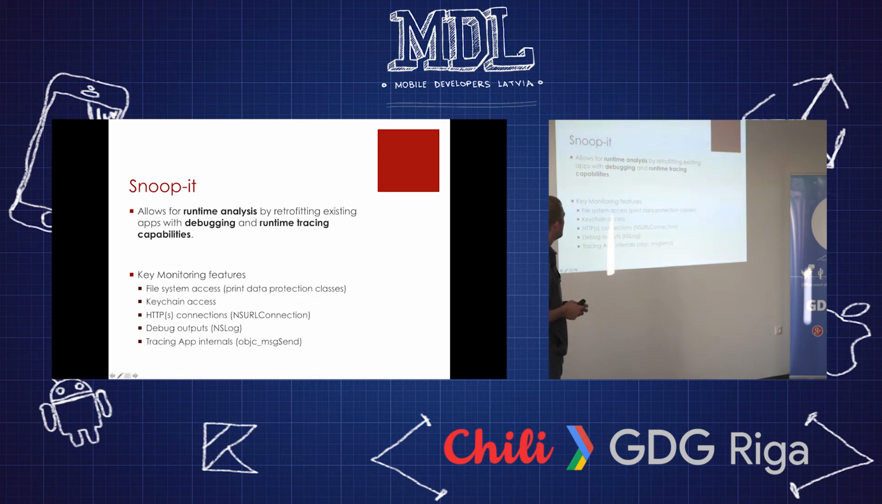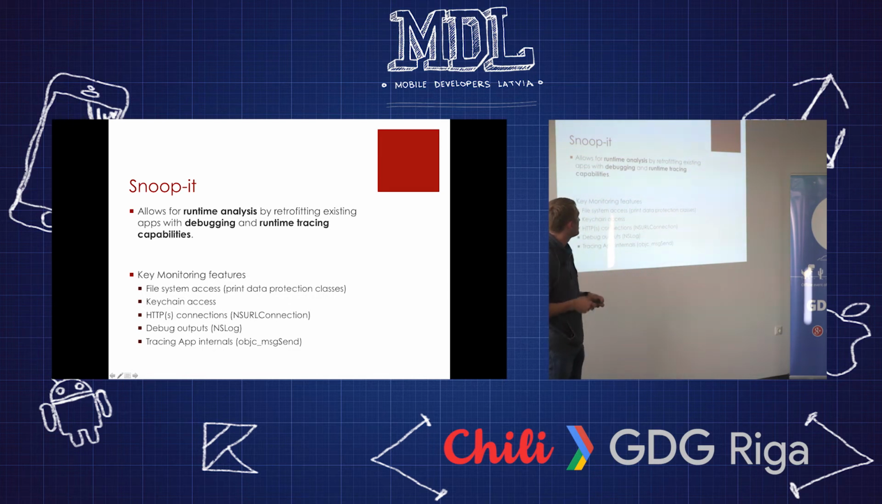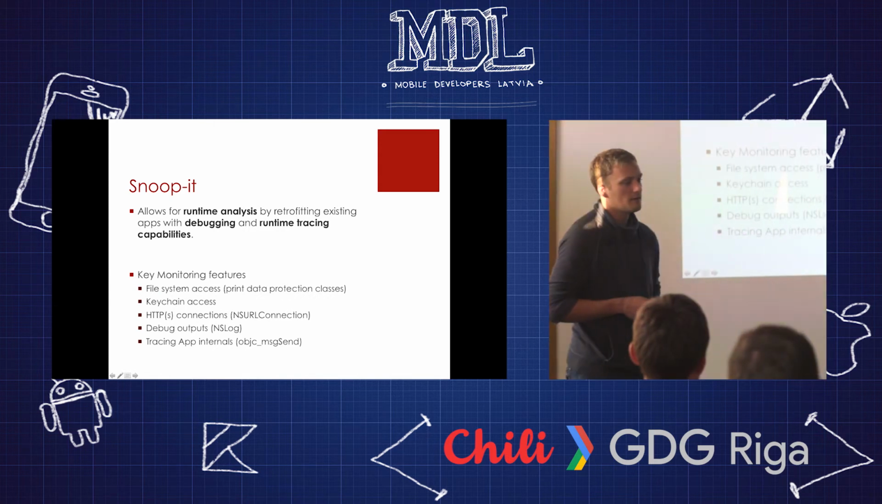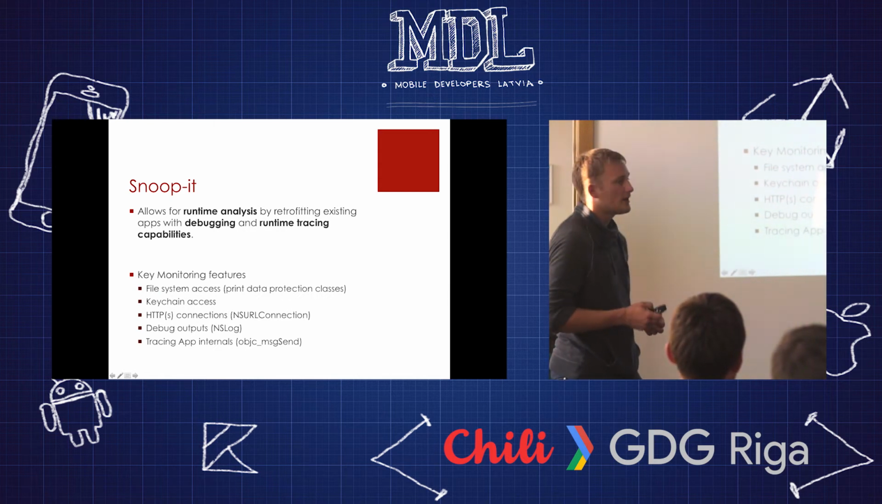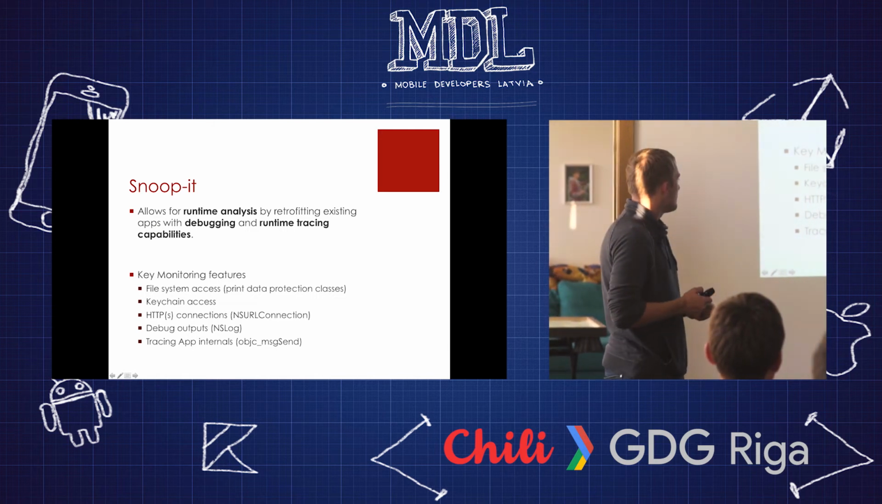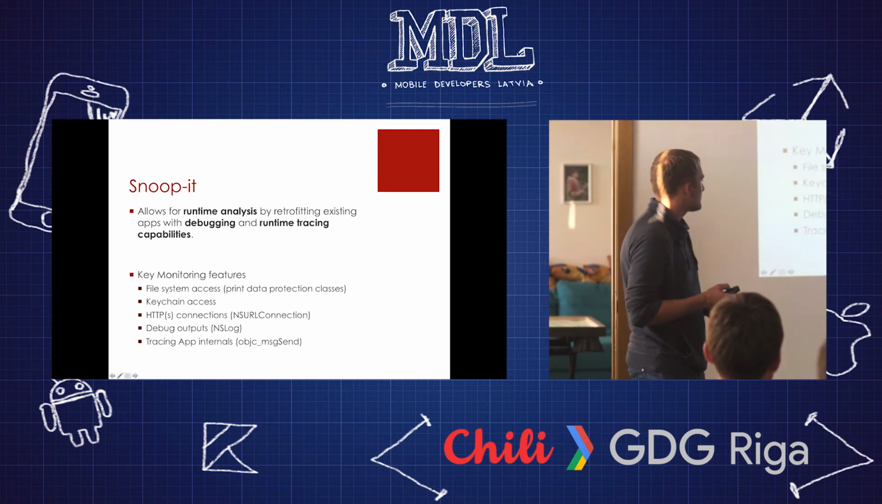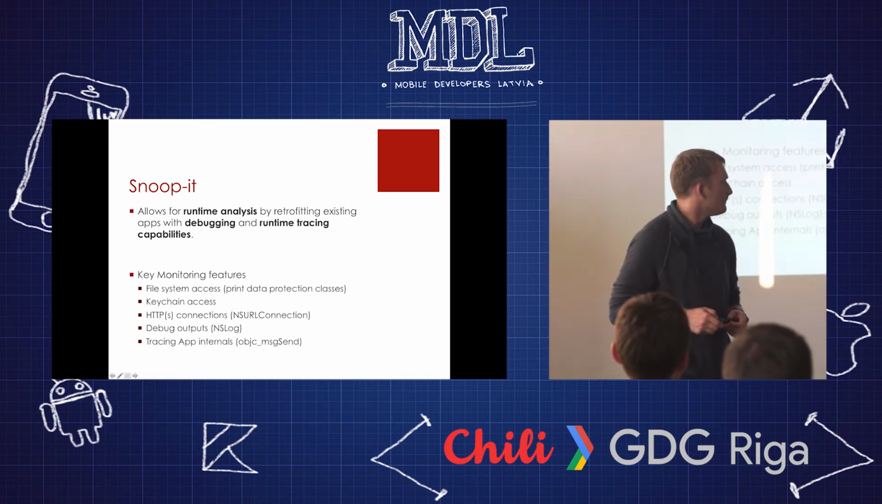So it allows you to do runtime analysis by retrofitting existing apps with debugging and runtime tracking capabilities. Key monitoring features for this tool are file system access and keychain access. You can peek into HTTP connections and debug outputs, and you can even trace some app internals, which might be useful when you investigate an application.